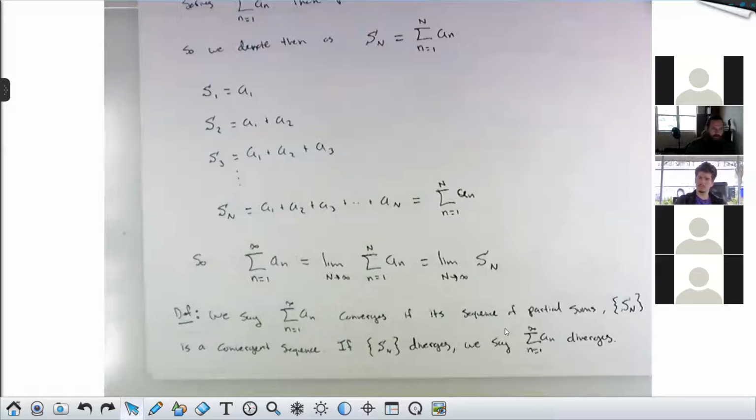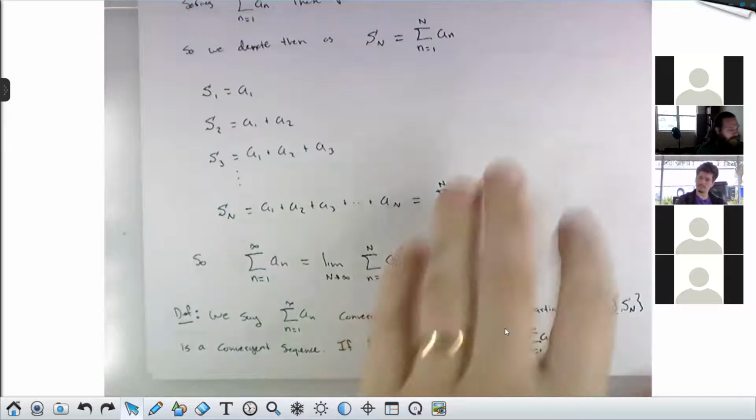So I think this is enough of the abstract. We should look at some concrete examples. Are you guys ready? Okay. The simplest examples out there are geometric.